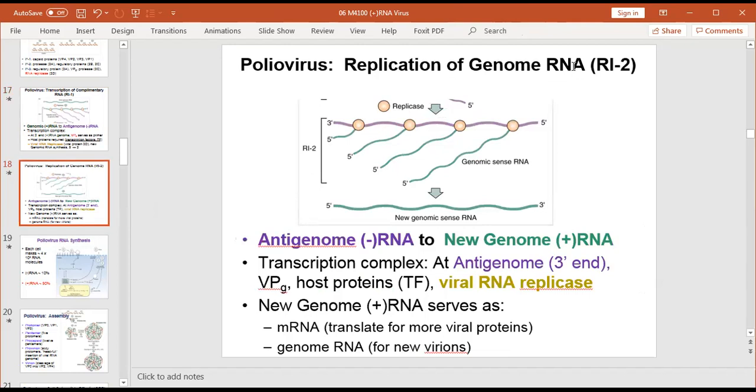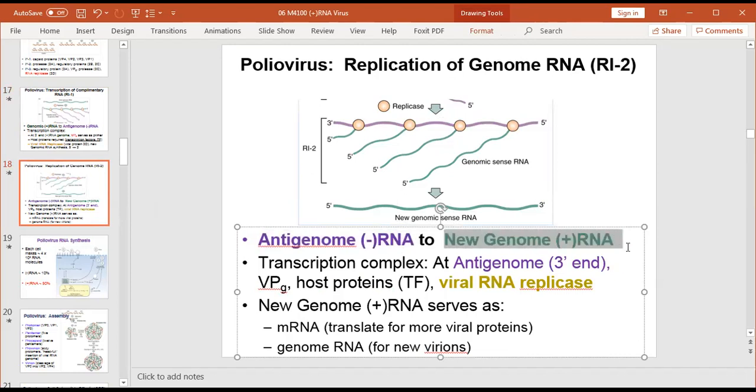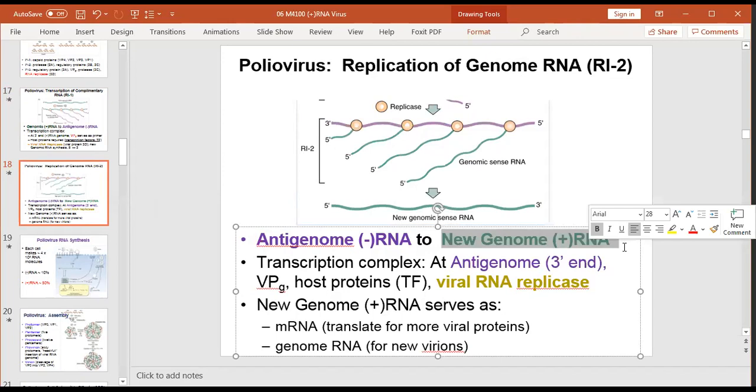What about RI2? During RI1, we made a lot of negative RNA, or anti-genome, because the genome was positive RNA. This negative RNA produced during the first phase will serve as a template to make the complementary strand during the second phase. And this complementary strand is what? A positive sense RNA.